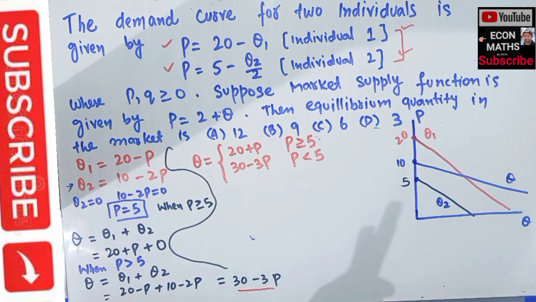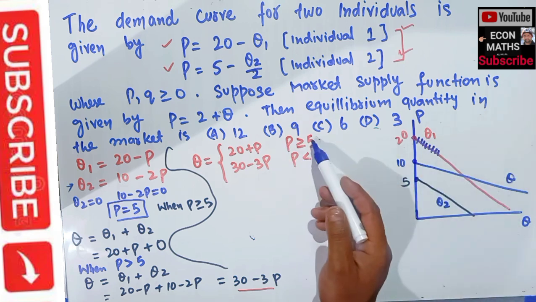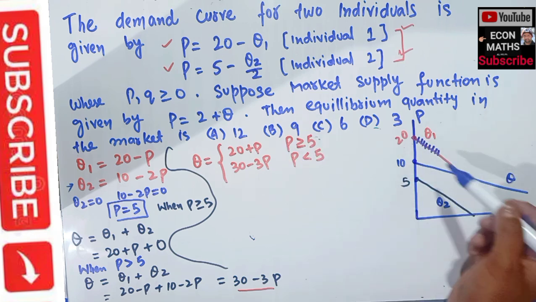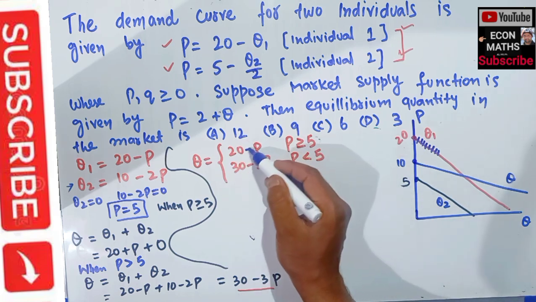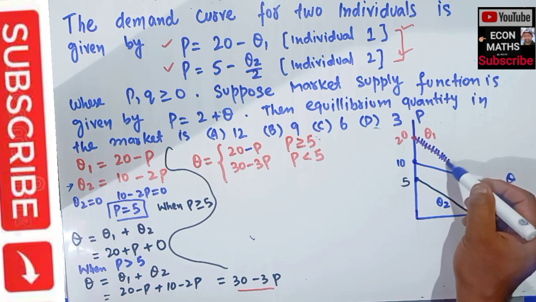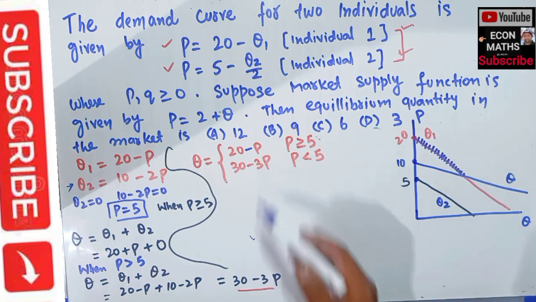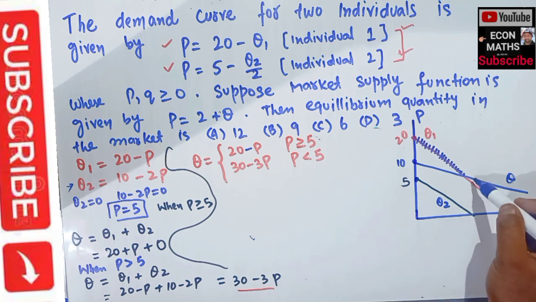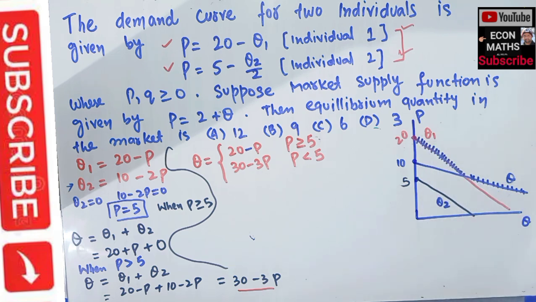Now we got the demand curve. We are being told when price is greater or equal to 5, our demand curve is 20 minus p. So our demand curve will be this part. When price is less than 5, we add up the two individual demand curves. That means this will be our market demand curve. This dotted line is our market demand curve.